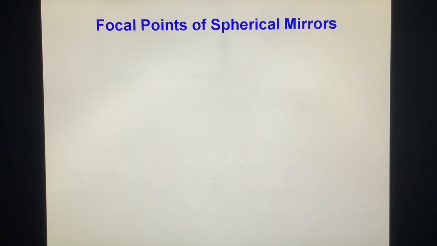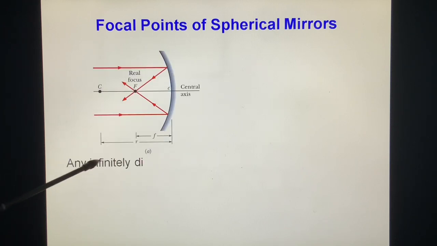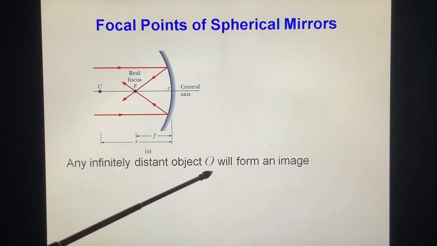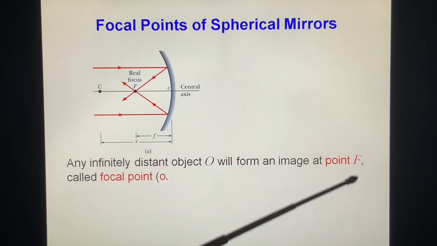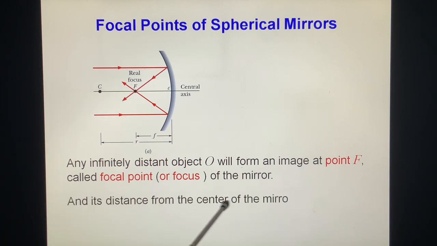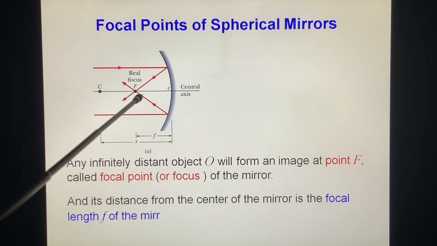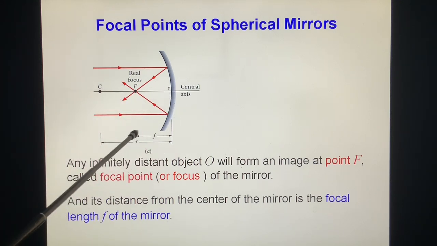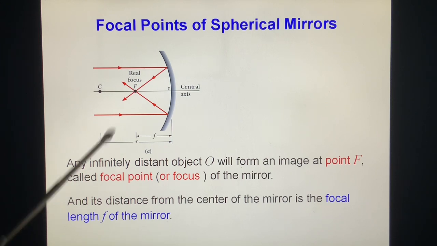Focal point of a spherical mirror. Any infinitely distant object O will form an image at point F. Because the object is far away, when the rays reach the mirror they are parallel, and they will concentrate and pass through this point F, called the focal point or focus of the mirror. And its distance from the center of the mirror is called the focal length f of the mirror.